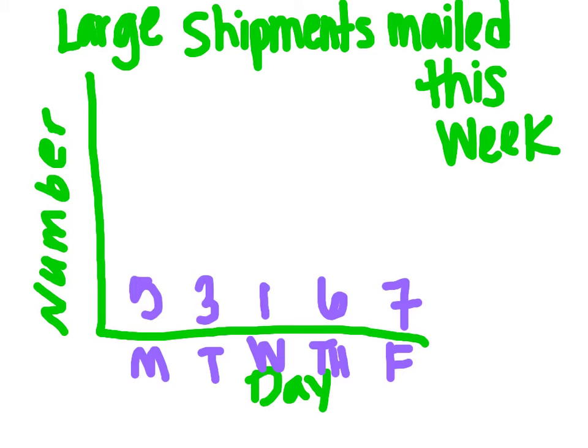Number 2 asks, between which 2 consecutive days did the number of large shipments increase the most? So what I want to do is figure out how much each one shipped in between. So between Monday and Tuesday, it went from 5 to 3, which actually means it's decreasing. From Tuesday to Wednesday, it went from 3 to 1 shipment. The number went down, it's decreasing again. I'm looking for a number that increases the most between the days.